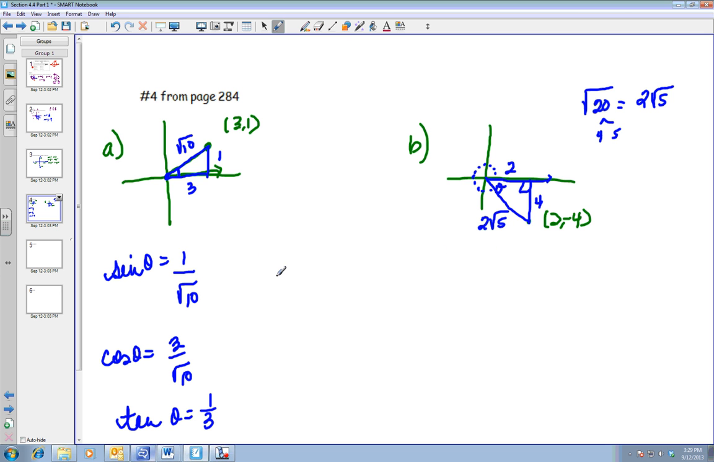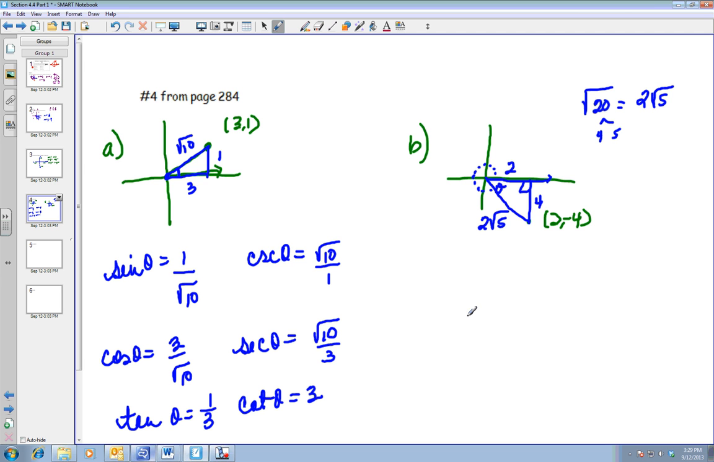Oh, and over here, I forgot. I didn't do my other 3. Sine and cosecant are reciprocals. So cosecant is that. Secant is that. And then cotangent is 3. Okay.